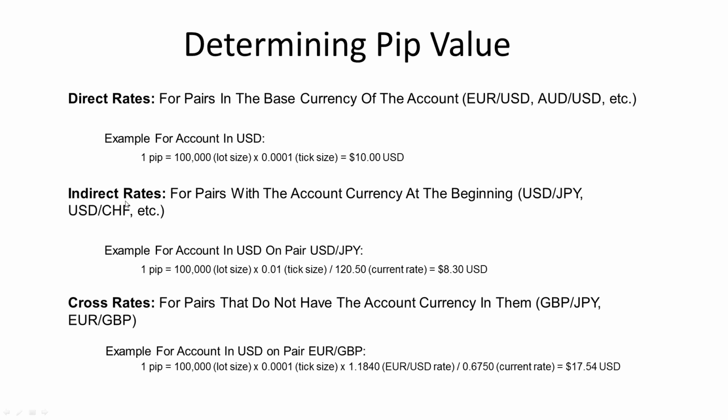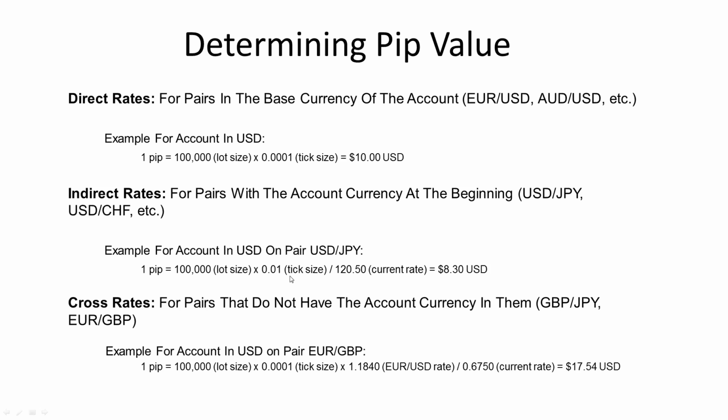Now the next one gets a little more complicated. Indirect rates are pairs that have the account currency at the beginning, like the U.S. dollar yen, the U.S. dollar franc. Those types of pairs are called indirect rates. Here's an example of how you would calculate this on dollar yen. 1 pip is 100,000 for the lot size, one lot again, times the 0.01 tick size. This is different from above. If you look at any yen currency like this, euro yen, U.S. dollar yen, they're going to have a tick size of 0.01.